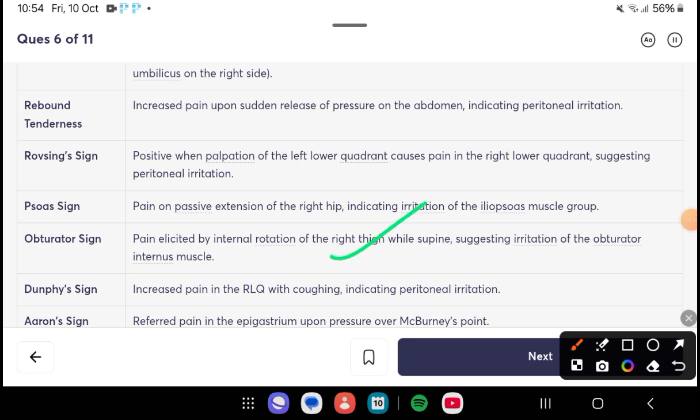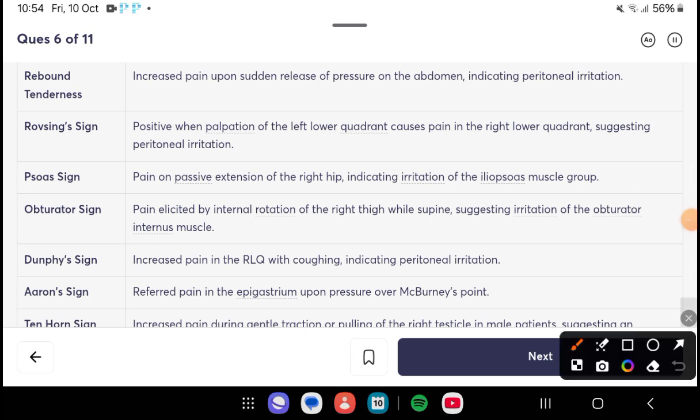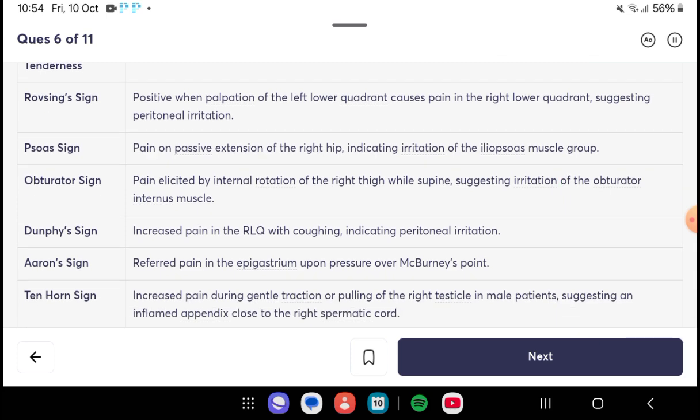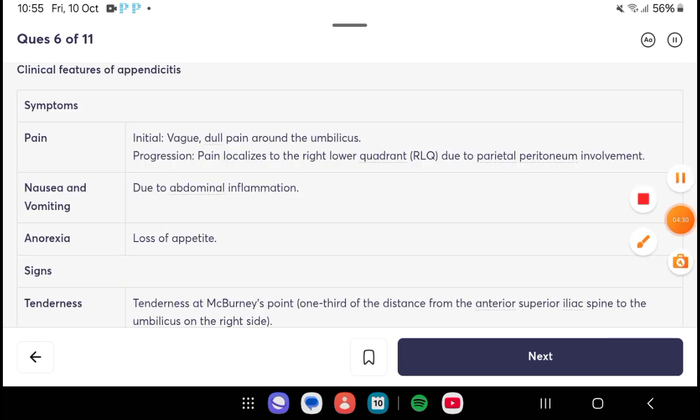And Dunphy sign. There are other signs too. The patient feels pain on coughing. And Aaron sign: in this sign, the patient has pain toward the epigastric region on pressing the right iliac fossa. Then Chandelier sign. There is a funny sign, like on pulling the right testis gently, the patient has pain in the right iliac fossa. Those are the features, the signs and symptoms, of appendicitis.